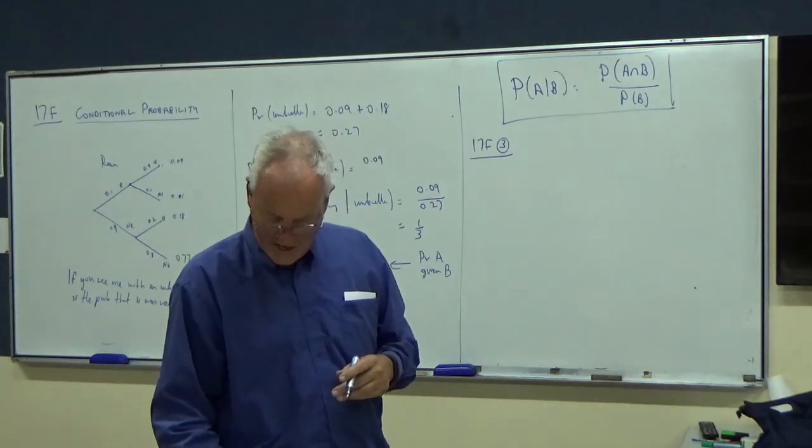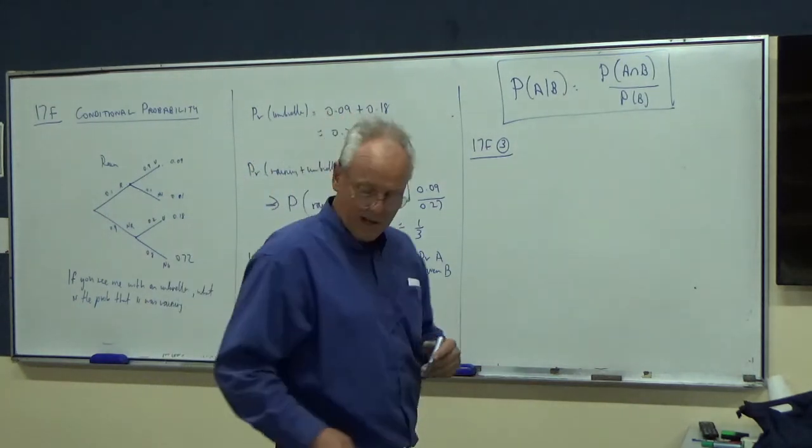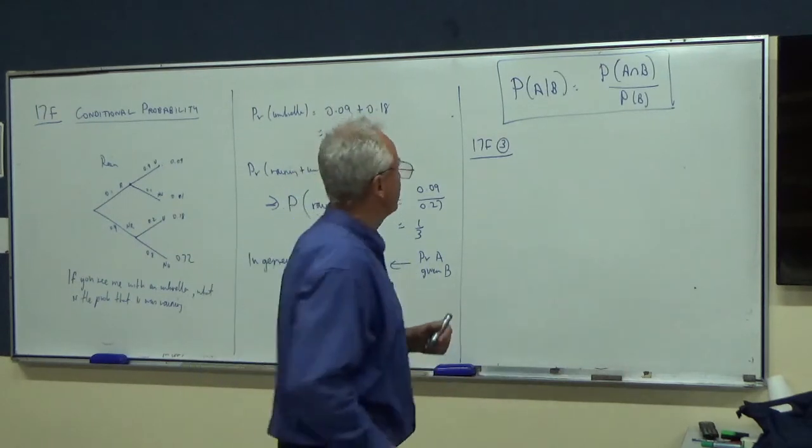A couple of questions. Okay, so this is 17F, question 3. Probability of A is 0.6.